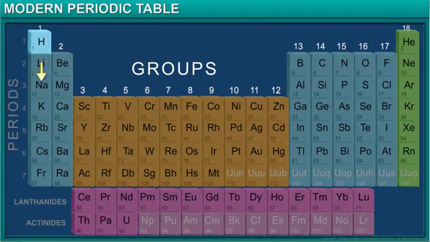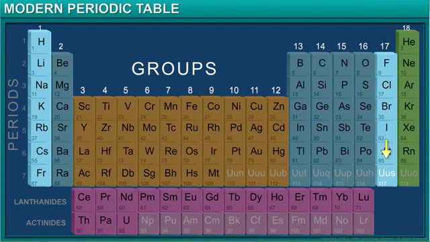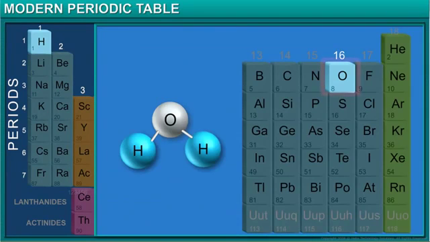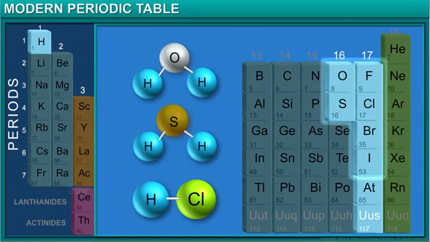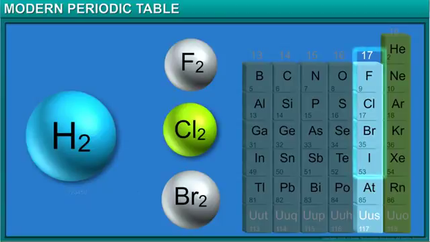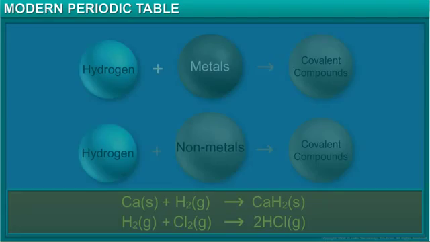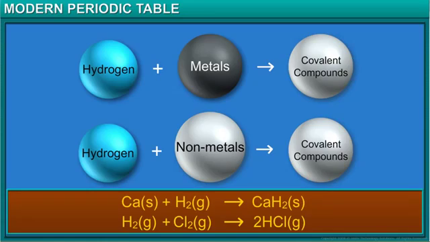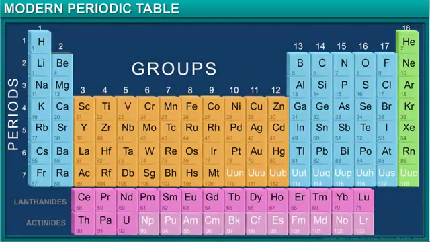There is an anomaly when it comes to the position of hydrogen in the periodic table, as it can be placed either in group 1 or group 17 of the first period. Like alkali metals, hydrogen combines with oxygen, sulfur, and halogens to form similar compounds. On the other hand, like halogens, hydrogen exists as a diatomic molecule and combines with metals and non-metals to form covalent compounds.